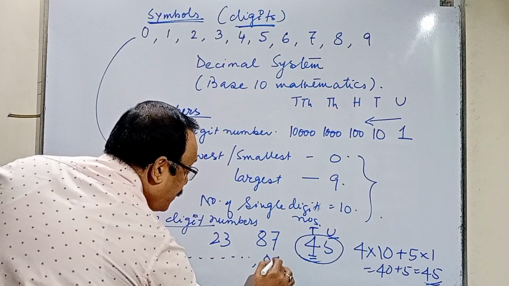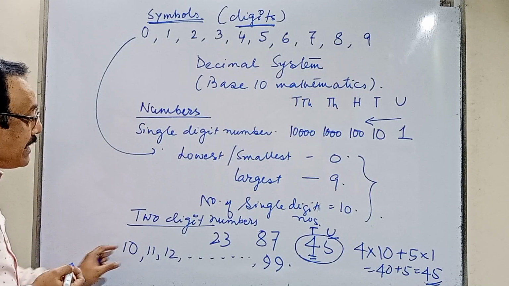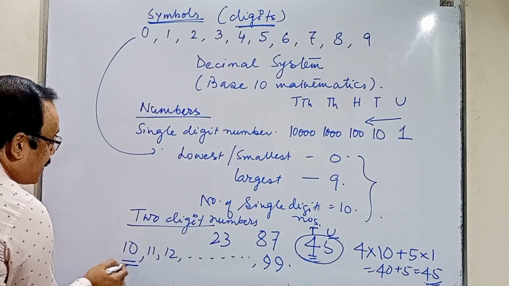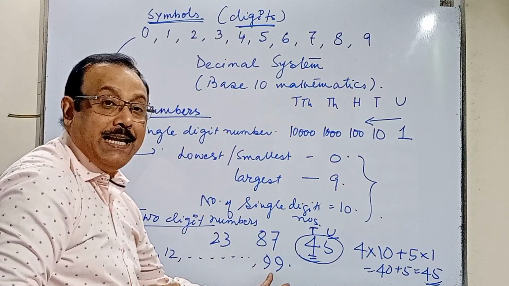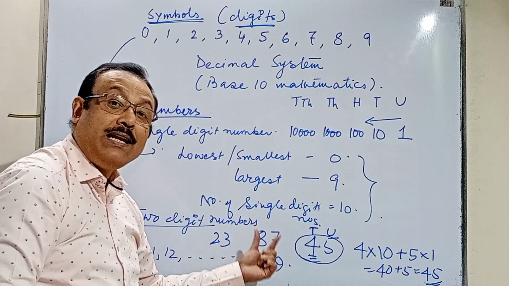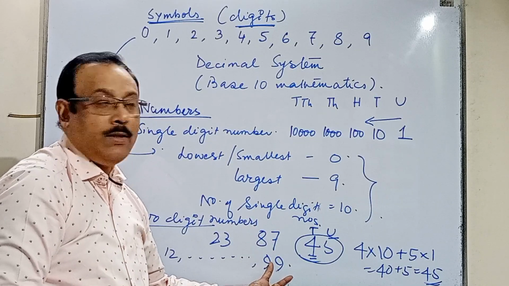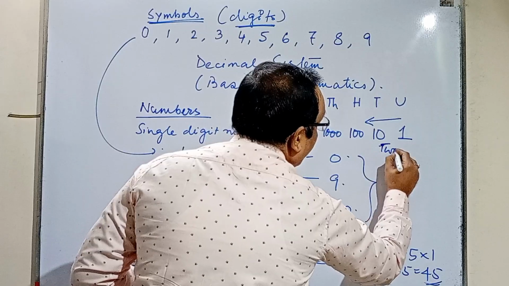It reaches up to 99. So when it reaches up to 99, this becomes the smallest or the first 2-digit number. And 99 is the last or the largest 2-digit number.